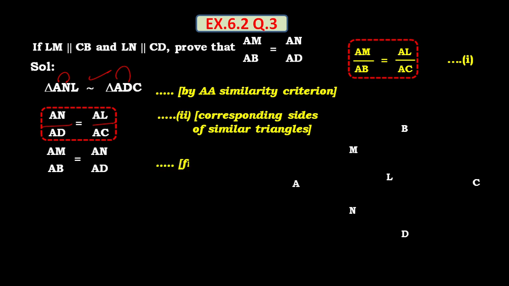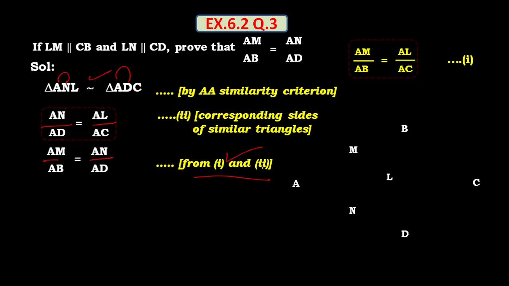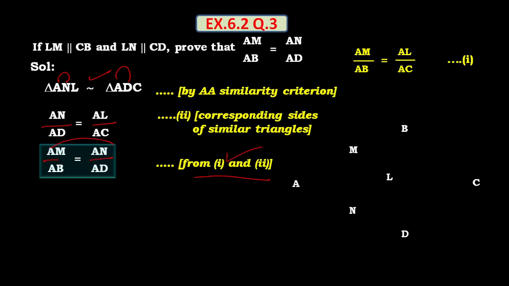And AM divided by AB is equal to AN by AD from equation 1 and 2. Hence the proof. This is your proof. Clear? So this is the triangle we have to draw here.